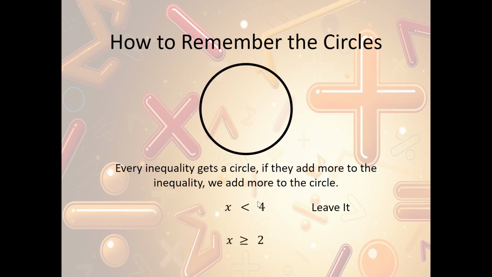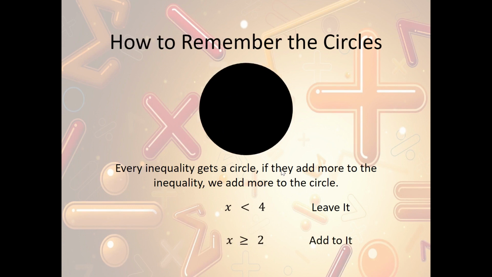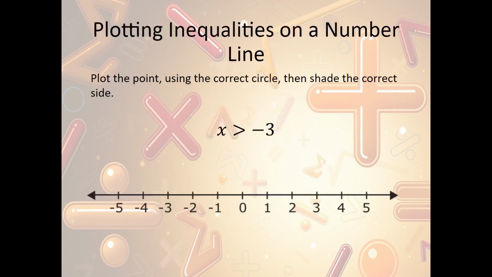Now, if they add something to it, for instance, this one says x is greater than or equal to 2. If they add the bar underneath, so if they add something extra, we add to it as well and shade the circle in. So now we know that if there's no bar, we leave it as an open circle. If there is a bar, if they add something extra, we add something extra also and fill it in. So let's look at how we plot these inequalities on a number line.